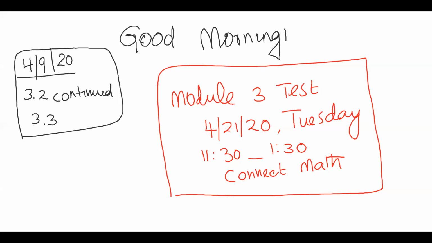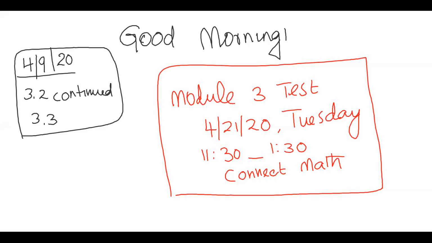Last Tuesday we were doing 3.2. We learned how to find the zeros and the multiplicities of the zeros. So I'm going to continue from that one. After the multiplicity, we learned that the power of each factor, each zero, is the multiplicity of the zero.